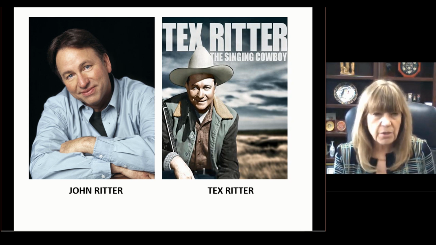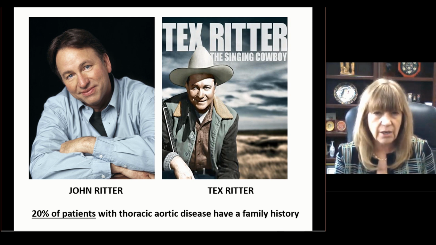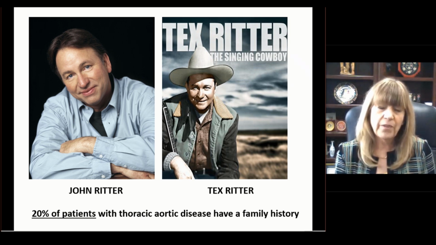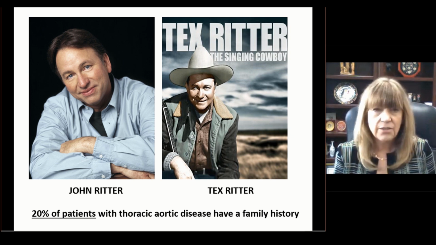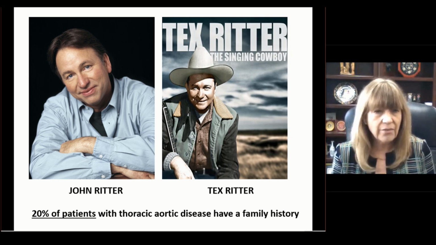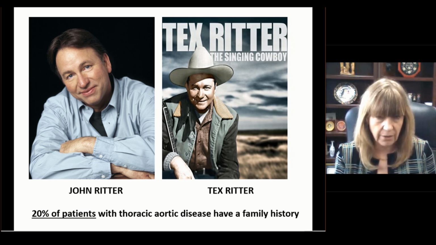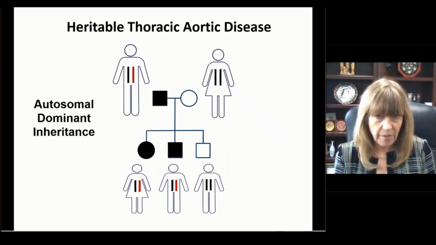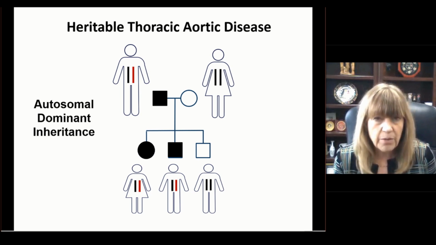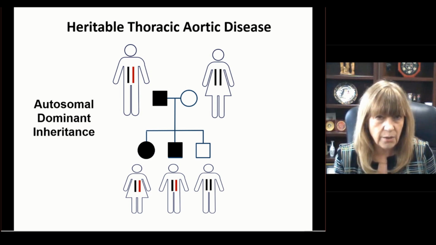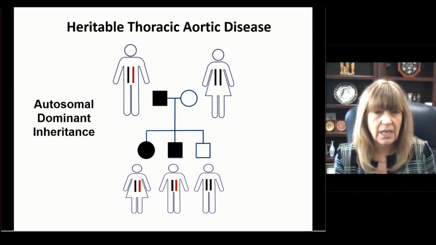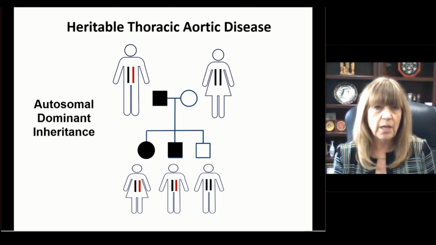We now know that up to 20% of patients with thoracic aortic disease will have a family history like John Ritter. So for both the syndromic causes, the Marfans, the Loeys-Dietz, and the families like John Ritter, in the vast majority of cases, it is inherited in the family in an autosomal dominant manner. Now, here's a pedigree. The squares are men, the women are circles. A line between a square and a circle indicates that they're married, and the line down is their children. When the symbol is filled in, it means the individual is affected. So in this family, the father is affected and the mother is unaffected.